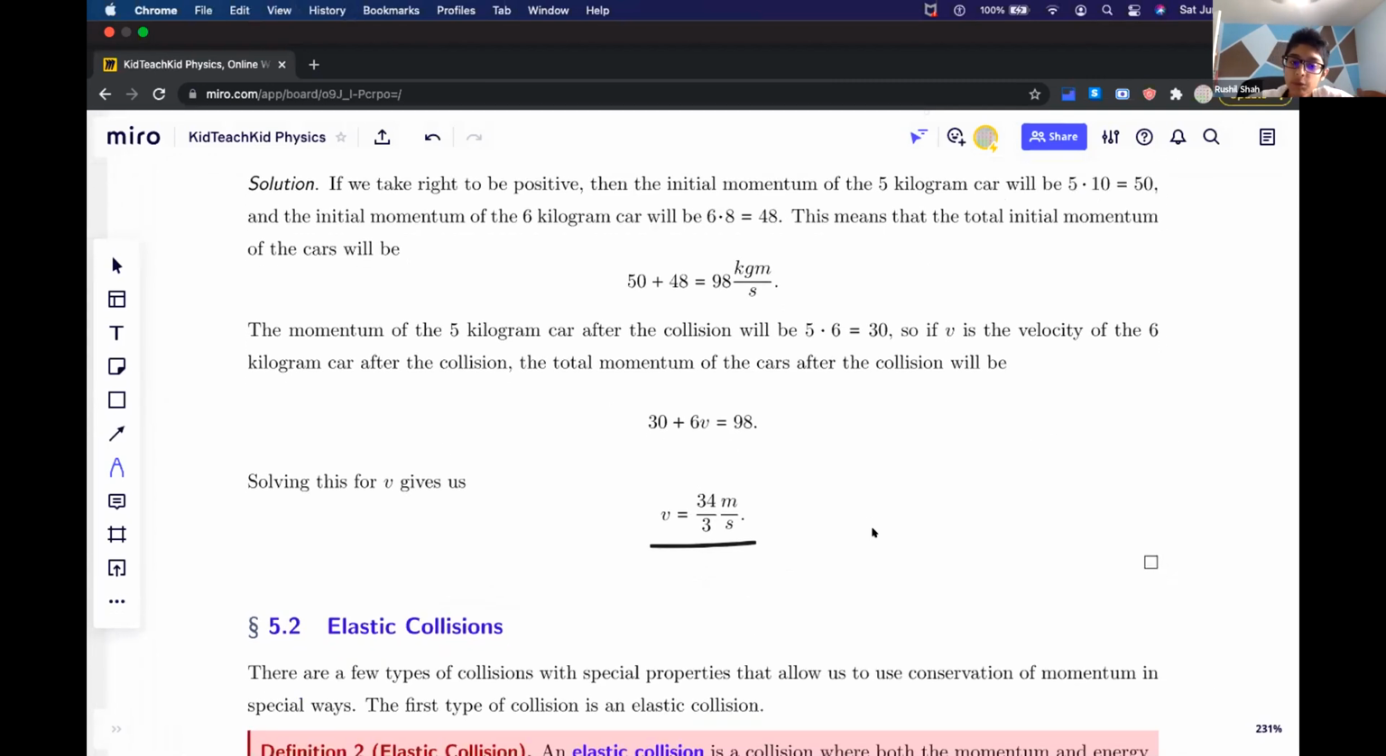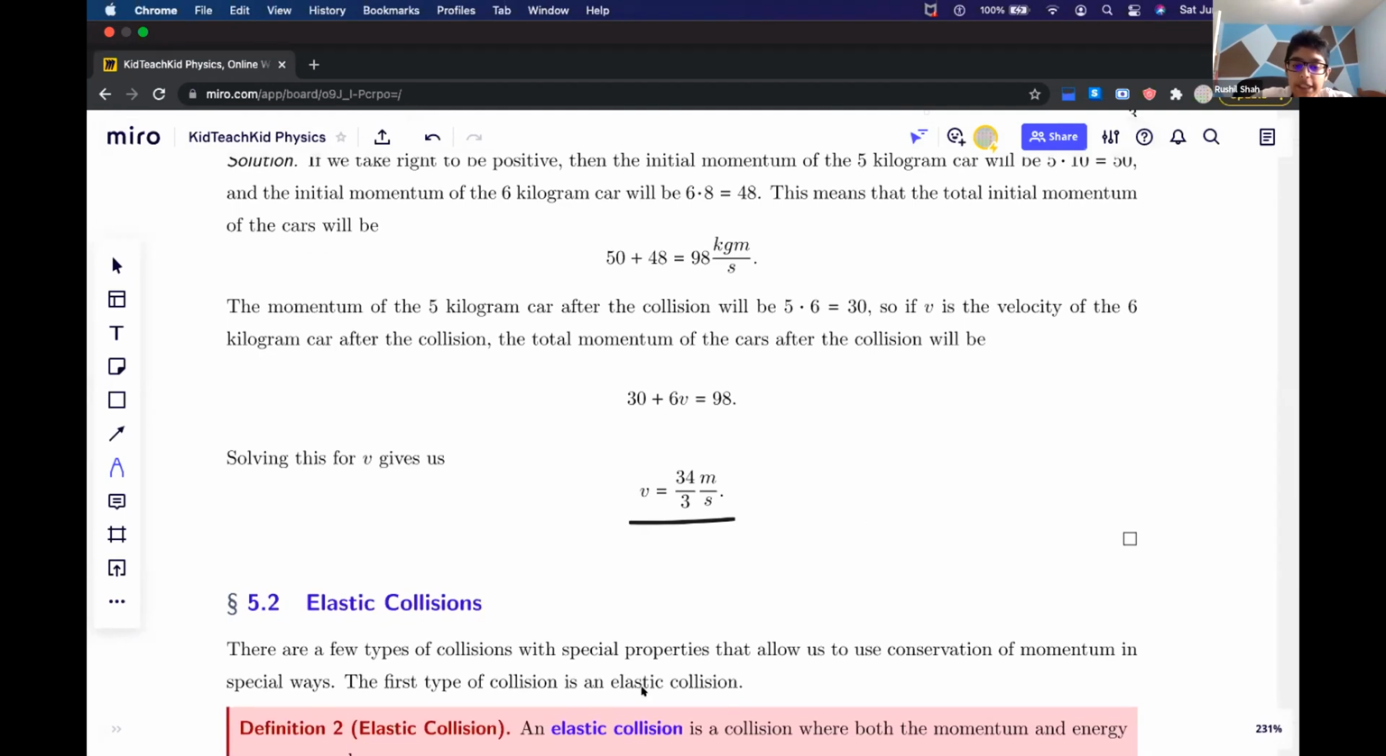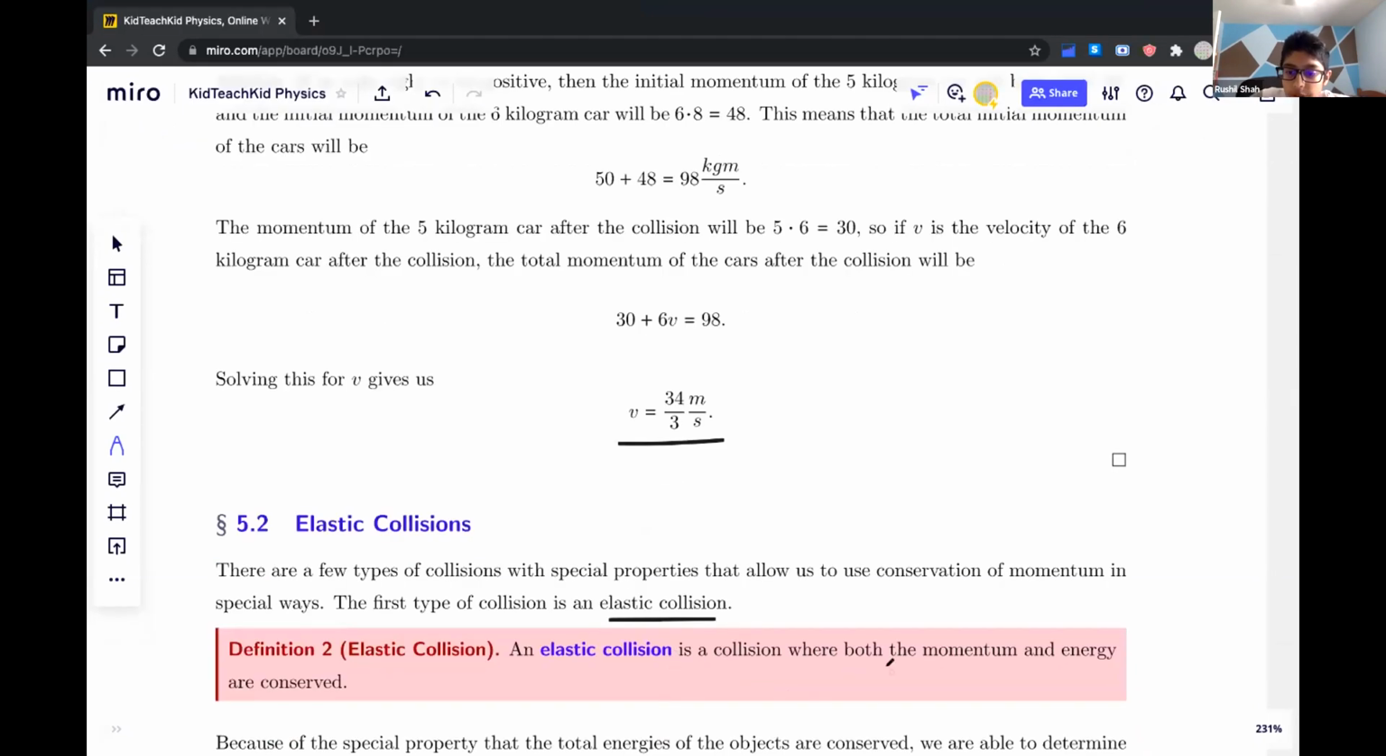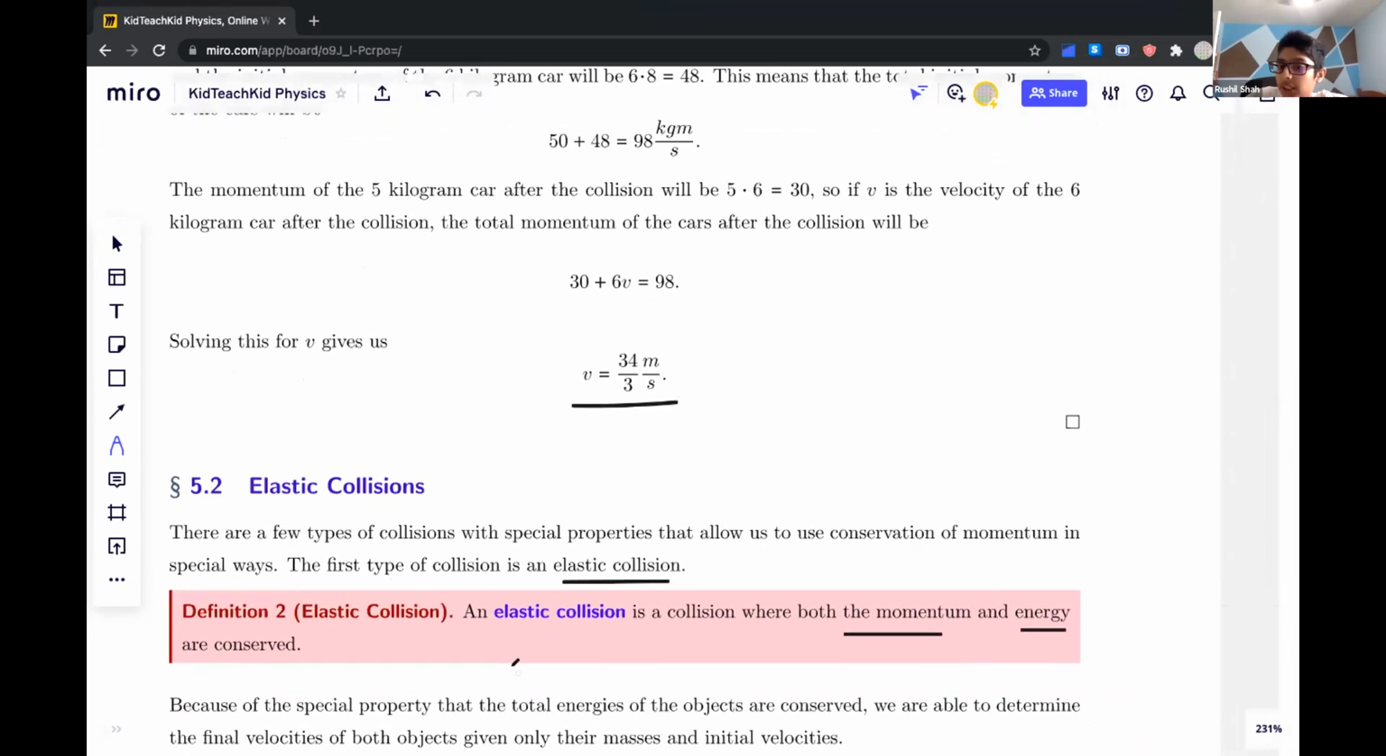Okay, so now we're going to discuss some types of collisions. When two objects collide, there's many different scenarios that can happen. And there's essentially 3 types of collisions. There are more, but there's 3 main types of collisions. And the first type of collision we'll be looking at is an elastic collision. An elastic collision is a collision where the momentum and energy are conserved. And basically what this tells us is that we are able to get 2 equations, a conservation of energy equation and conservation of momentum.